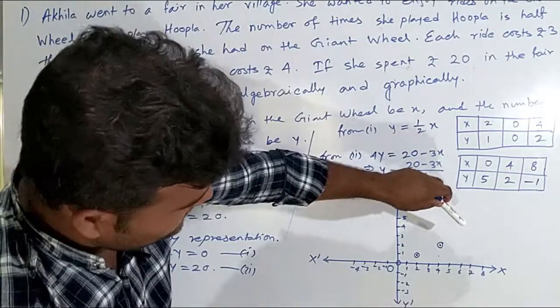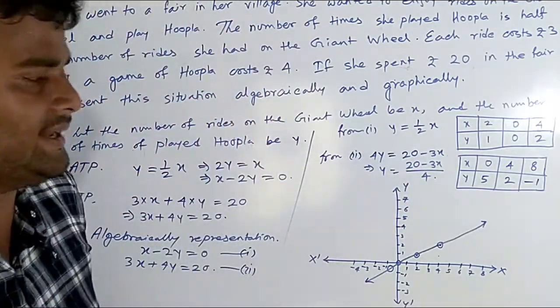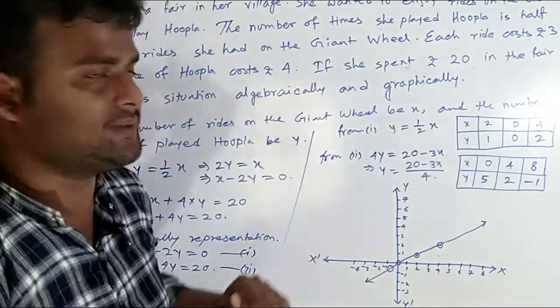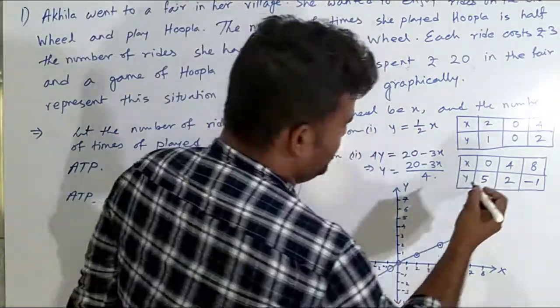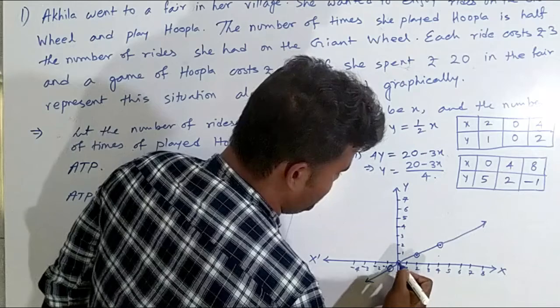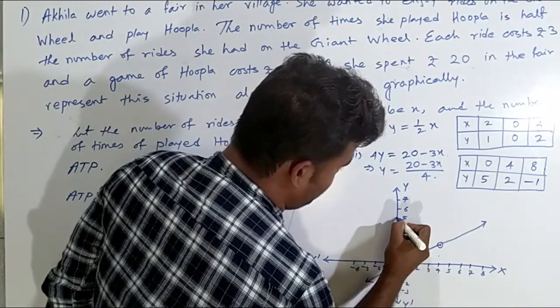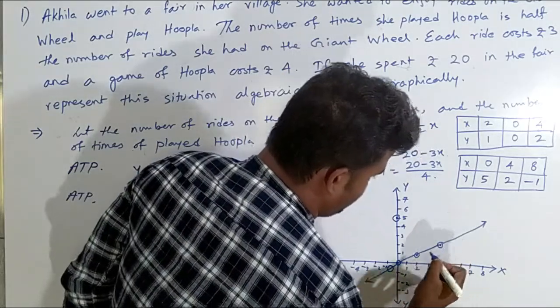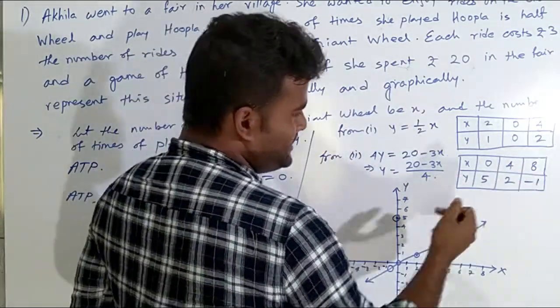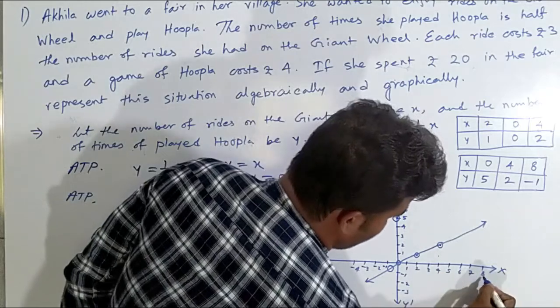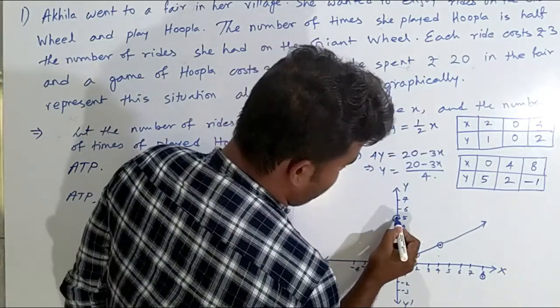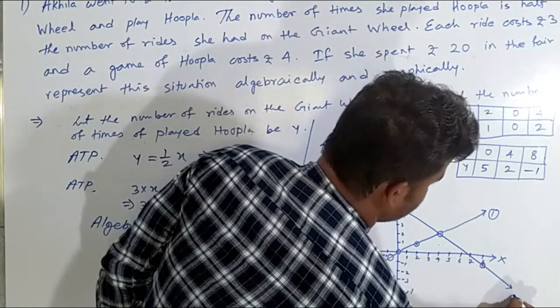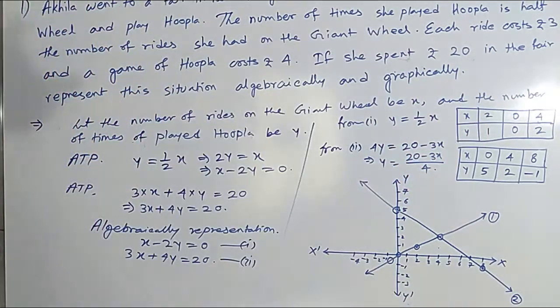Now we join these three points and we get a line which represents the first equation. Now we draw the second line. First coordinate (0, 5), x is 0, y is positive 5. And the second is (4, 2), x is 4, y is 2. And the third is x 8, y minus 1. Now we join these three points for equation 2, and this is the graphical representation of these two equations or this situation. That's it.